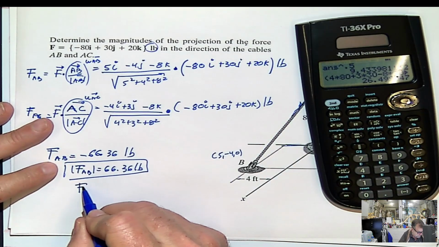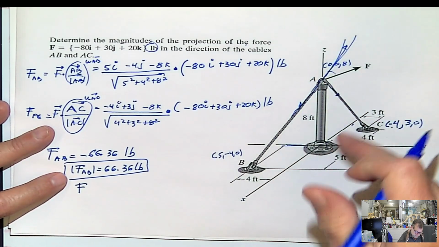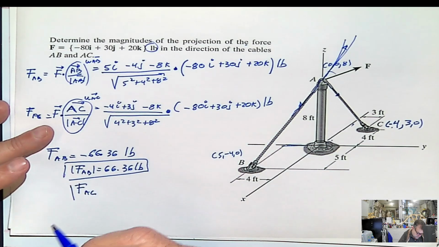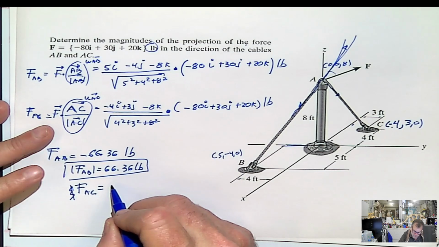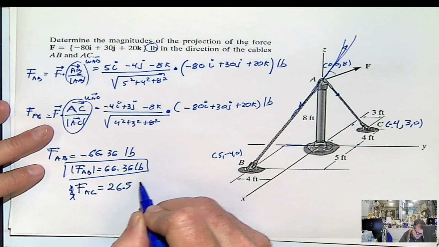So the magnitude of the projection of the force F over AC, magnitude and value both, are 26.5 pounds.